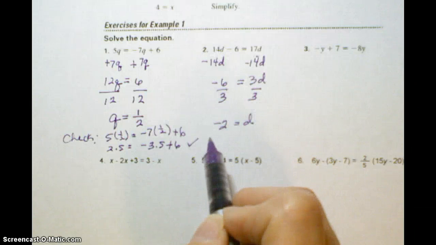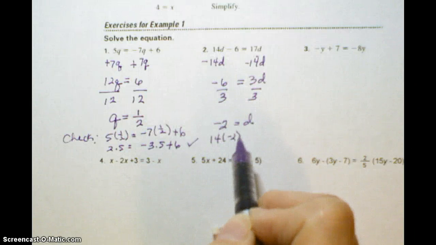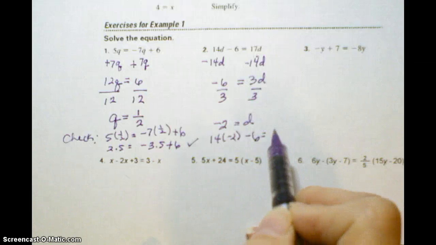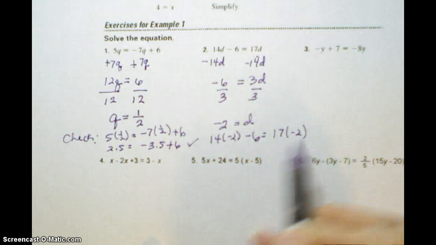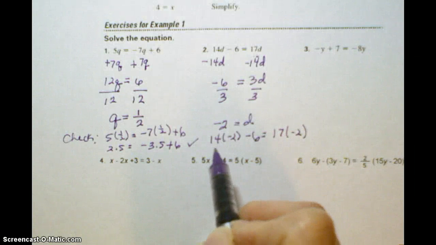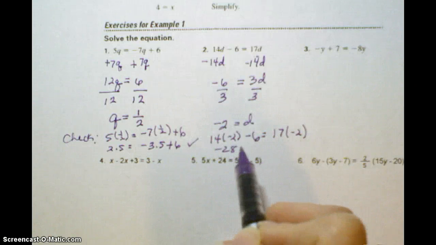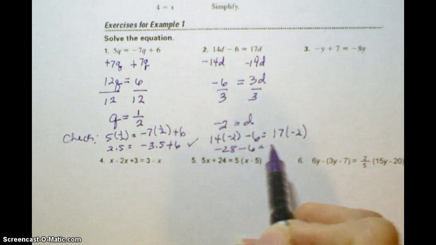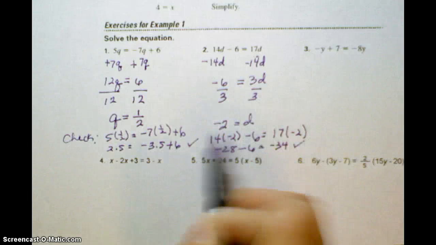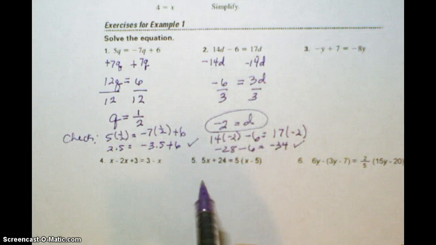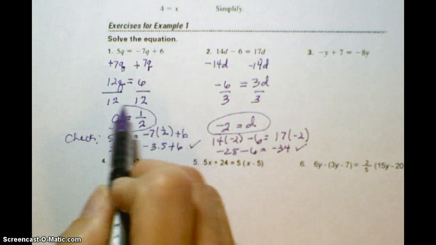Then I'm going to go ahead and check. 14 times negative 2 minus 6. We want to see if that's equal to 17 times negative 2. This is negative 28 minus 6. That does equal negative 34. It checks. Negative 2 equals d is my answer. I forgot to circle this one.